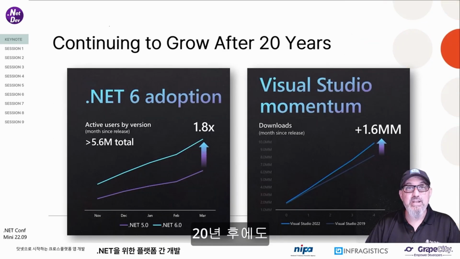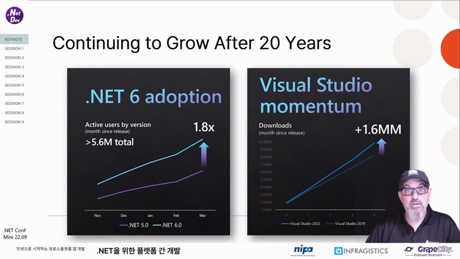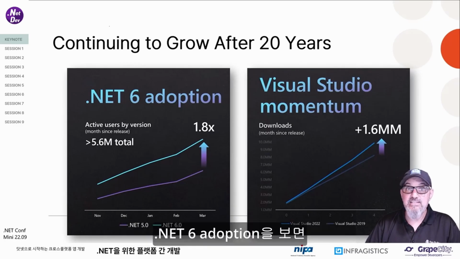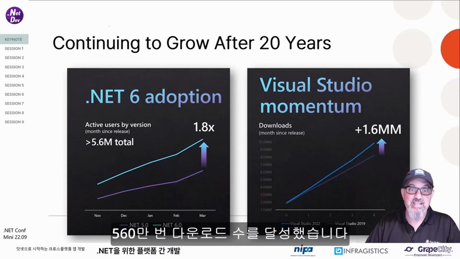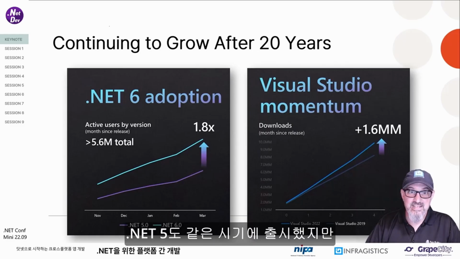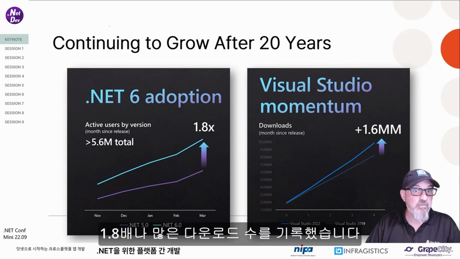Even after 20 years, adoption is skyrocketing for the latest frameworks. If we look at .NET 6 adoption, there's more than 5.6 million downloads in the first few months of its release. This is 1.8 times larger than the .NET 5 downloads over the same period when it was released.